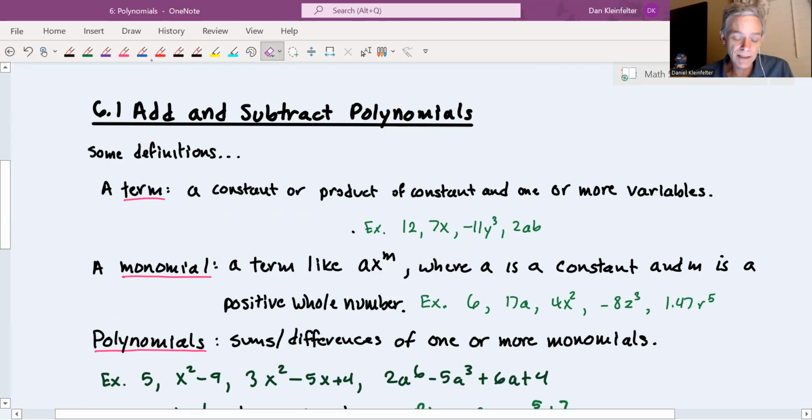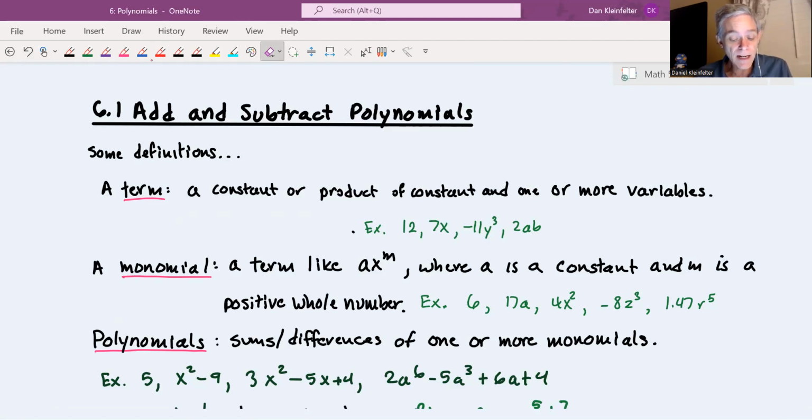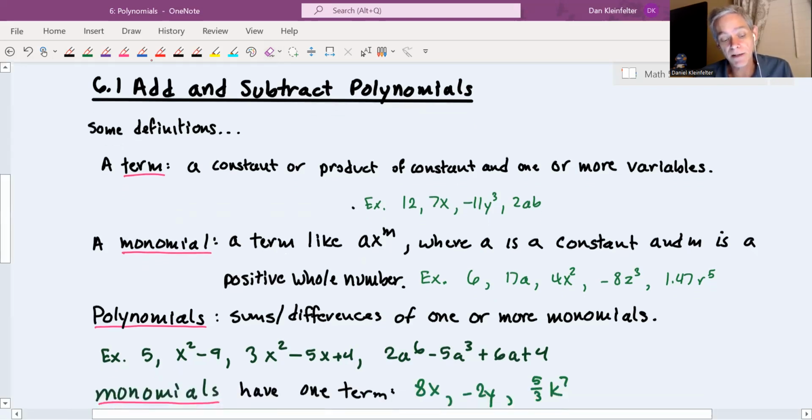A monomial is a term like a times x raised to the m power, a number times a variable raised to a power. a is a constant and m is a positive whole number. So if the exponent is a positive whole number, you get a monomial. Examples are 6, 17a, 4x squared, negative 8z cubed, 1.47r to the 5th power, which are all examples of monomials.